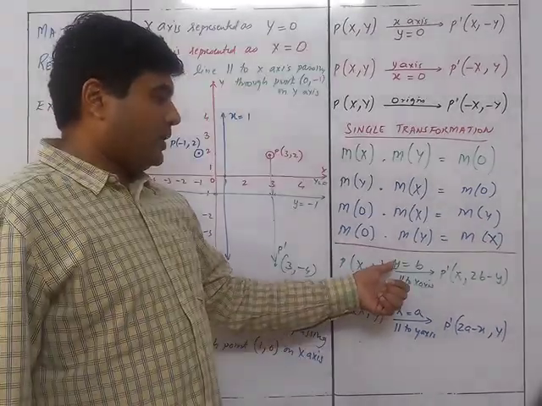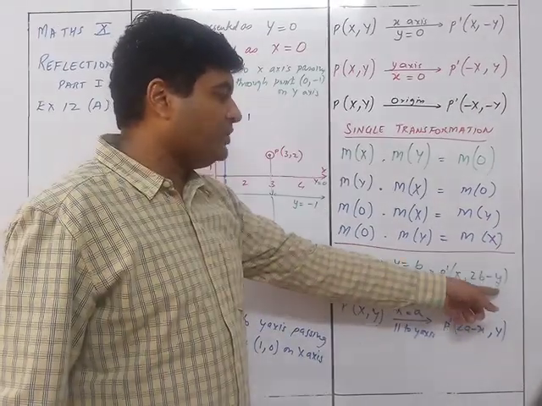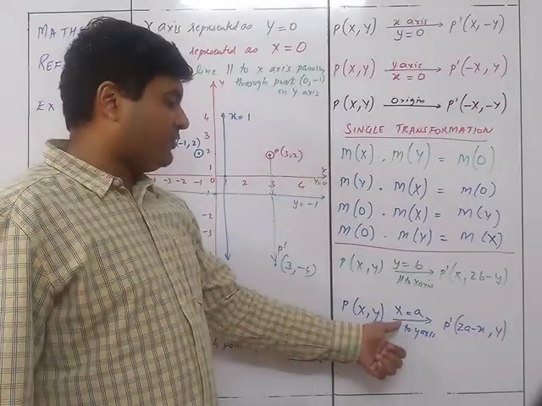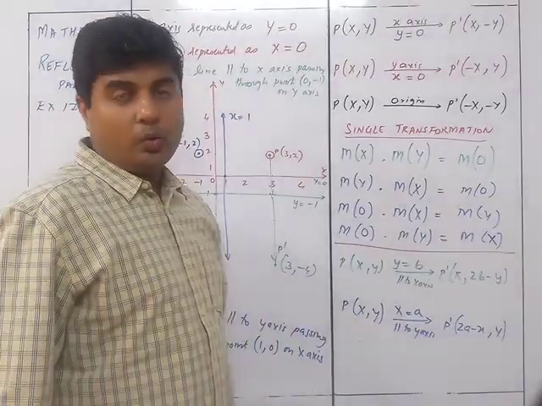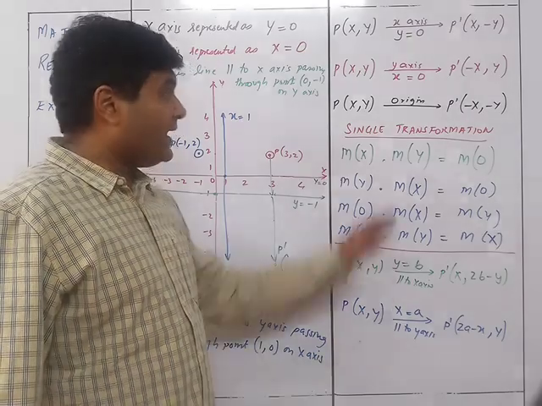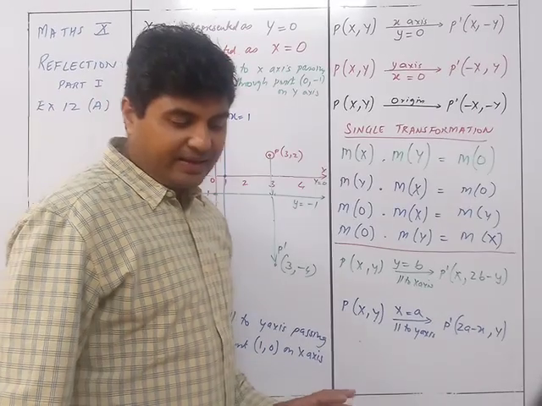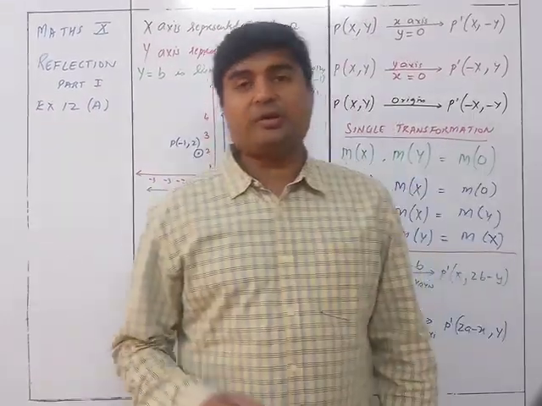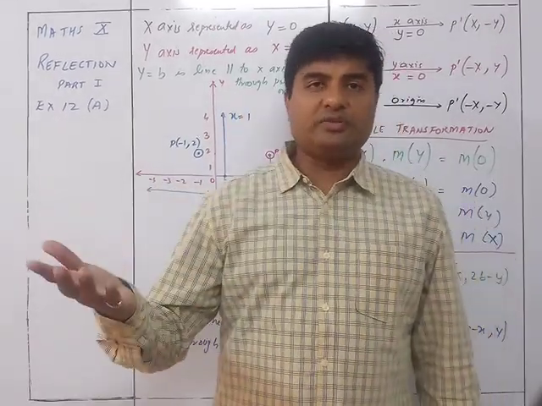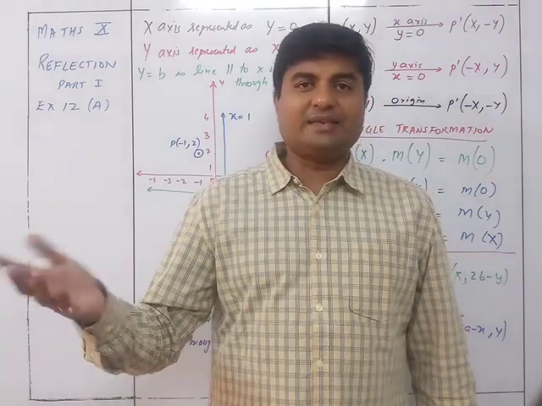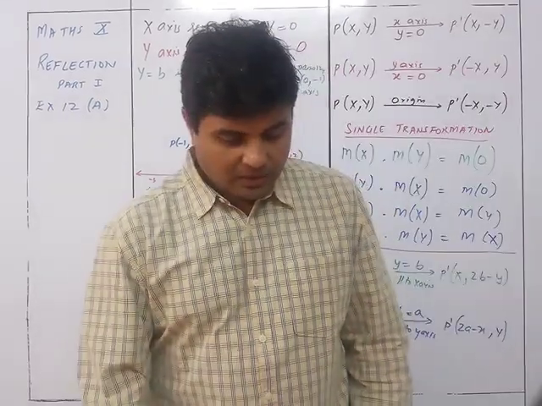P(x, y) under reflection of y = b, a line parallel to the x-axis, will be P dash (x, 2b minus y). And P(x, y) under reflection of x = a, a line parallel to the y-axis, is P dash (2a minus x, y). Understood? So these are the different formulas you are going to use in this complete chapter. We do not have anything else other than these, and it's very simple. If any particular value is given to you, they will tell you to find the reflection of this thing. So if (5, 6) is given, reflection in the x-axis, x remains the same, so (5, minus 6). Very easy. Okay, let's start with the exercise now.